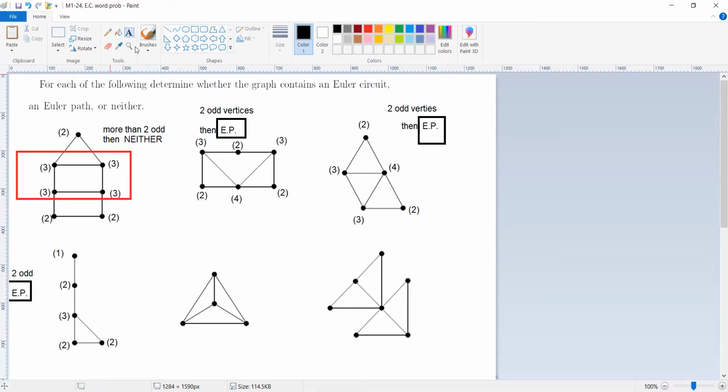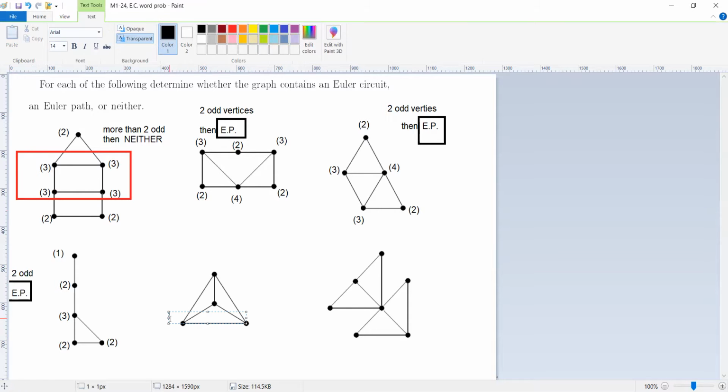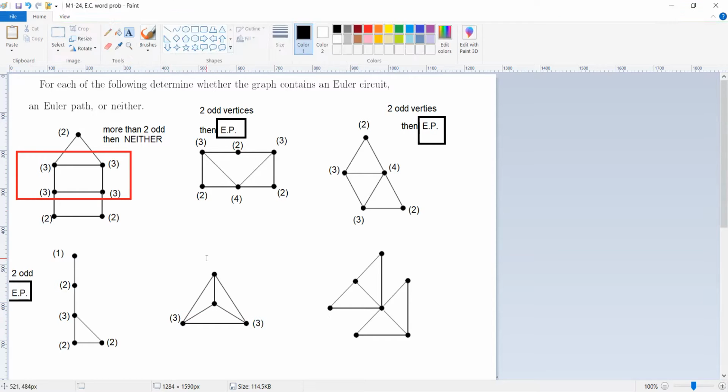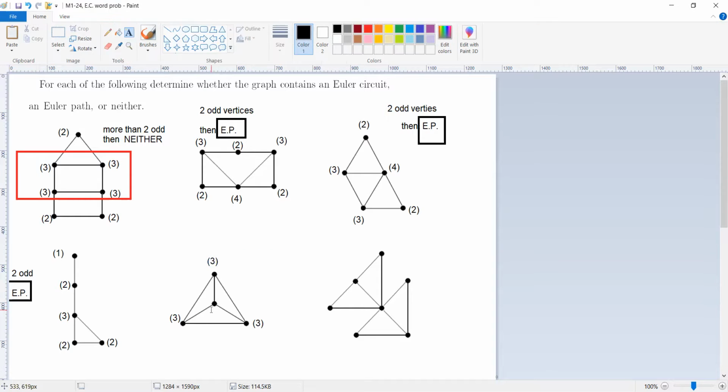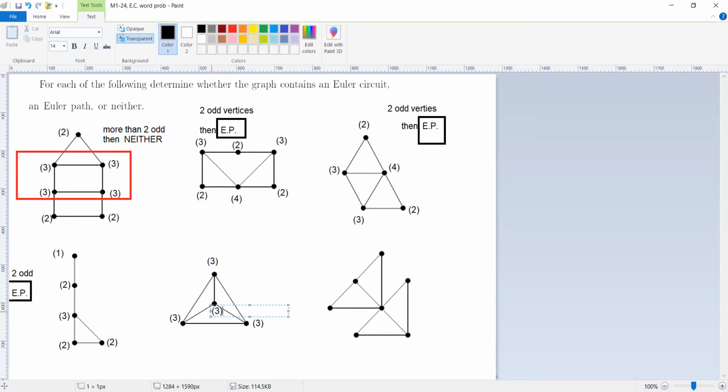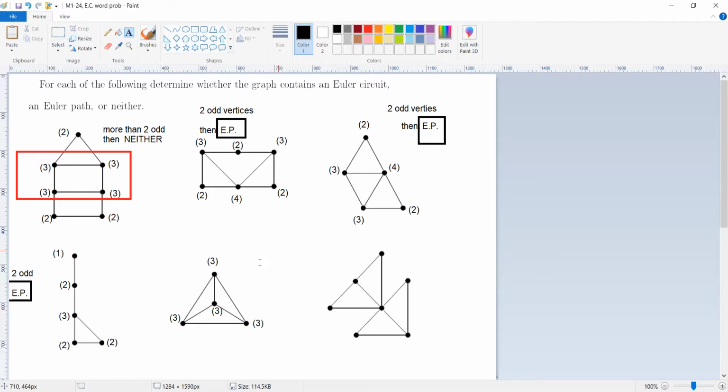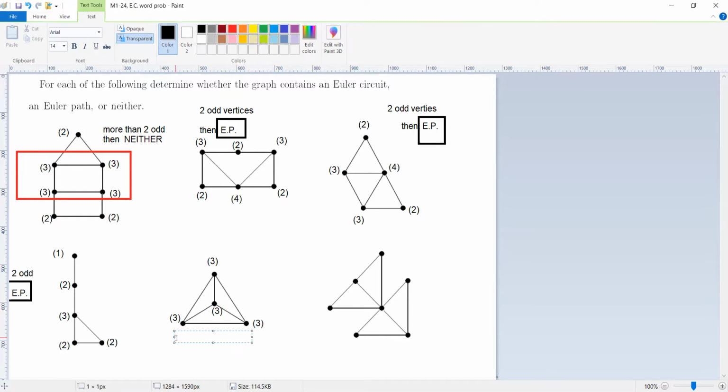And over to the next graph. We have a degree 3 and another one. Top is also degree 3. And the middle is degree 3. So these ones are all odd. When you have more than 2 odds, it's neither.